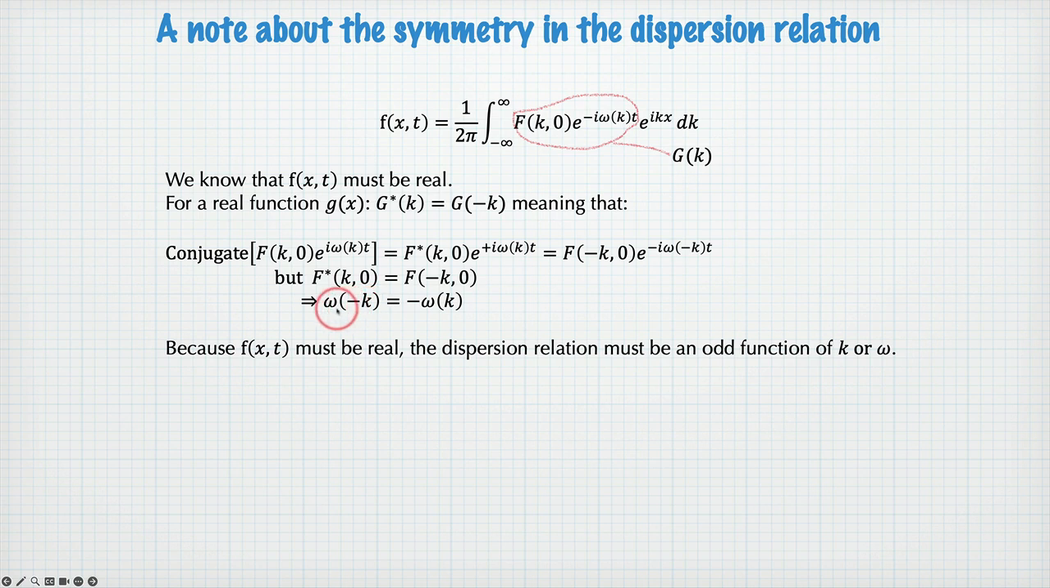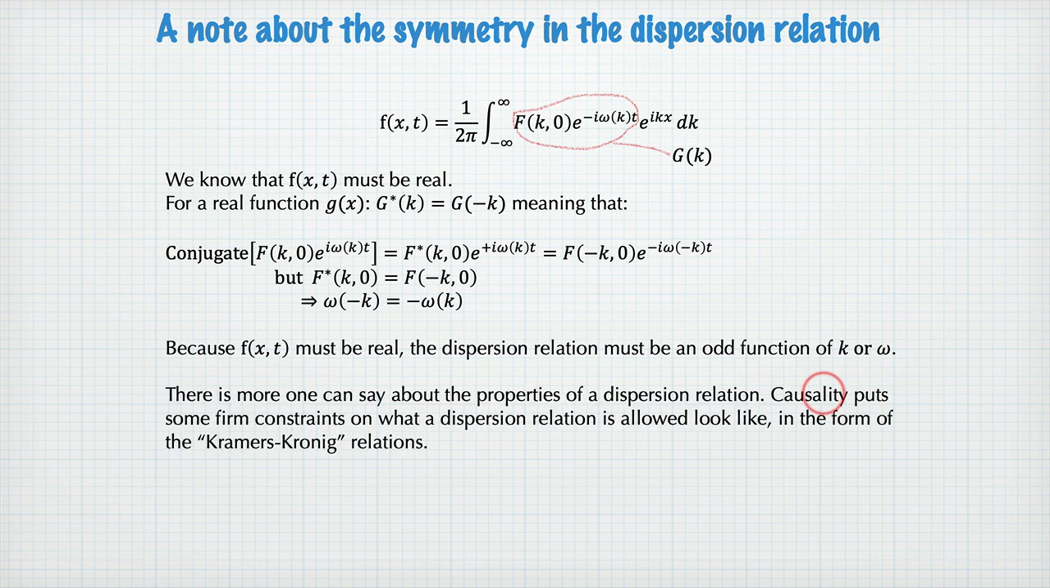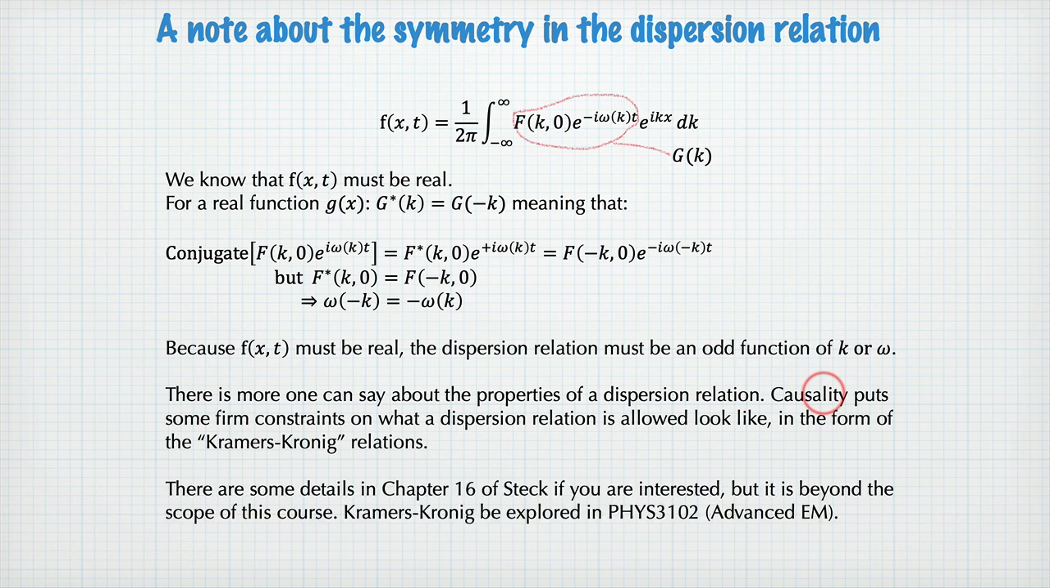So I've done it here as omega as a function of k, but if you did the derivation with k as a function of omega, you get the same result, obviously. Now that's kind of neat. There's a lot more one can say about the properties of the dispersion relation, and causality actually puts really firm constraints on what a dispersion relation is allowed to look like, and this comes in the form of the Kramers-Kronig relations. Now, there's some details of how this works in chapter 16 of STEC if you're interested. It's beyond the scope of this course, but if you do advanced electromag, so that's Phys 3102, then Kramers-Kronig will be explored in more detail.